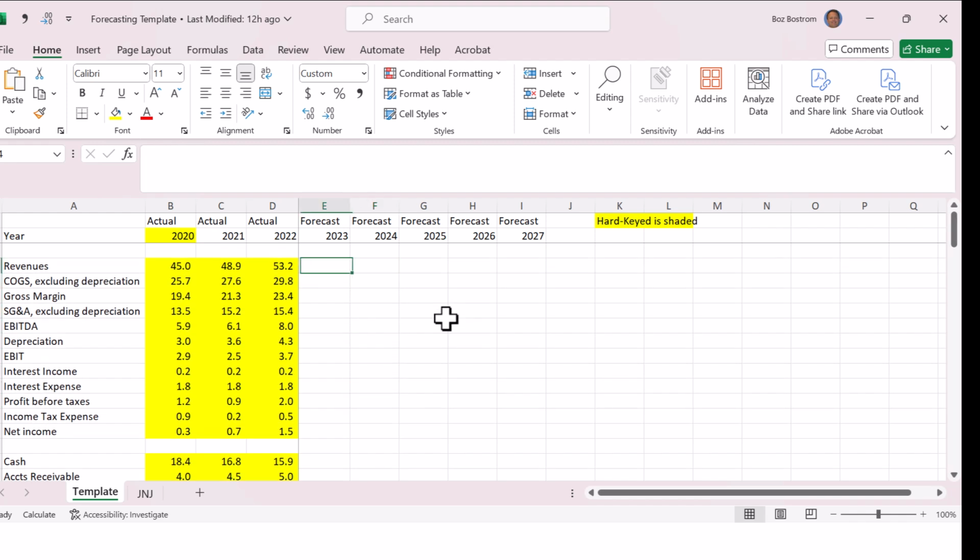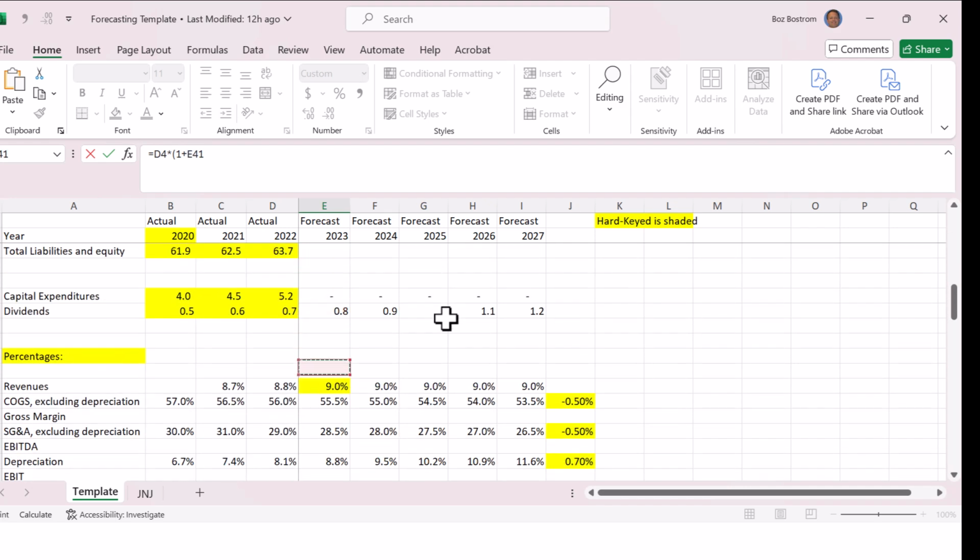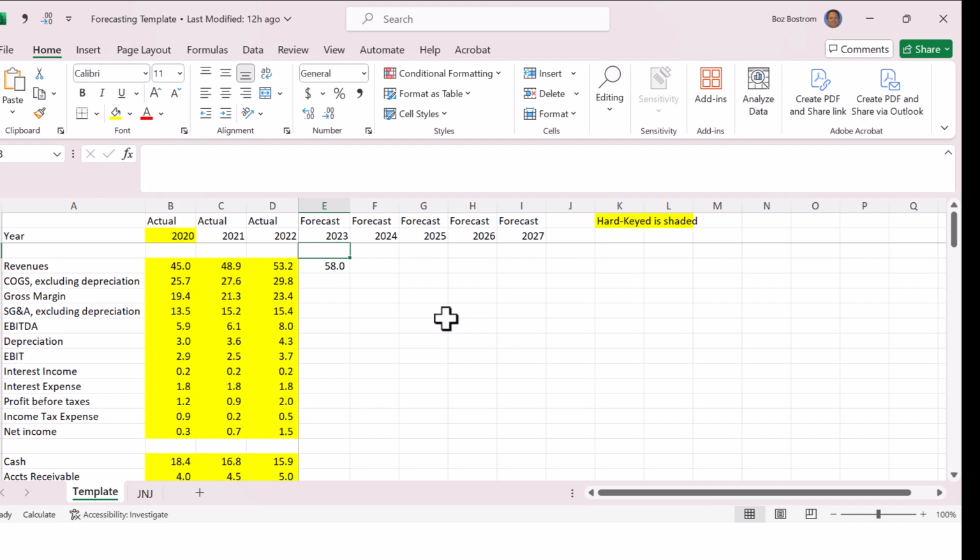So now the formula, if you want to actually just do this on your own, equals prior year revenues. So equals D4 multiplied by 1 plus, and then I will go down to this 9% cell right here and then hit close parentheses. So what this is doing is it's taking the prior year revenues and growing it by the 9% increase in revenues that we're forecasting. Okay.